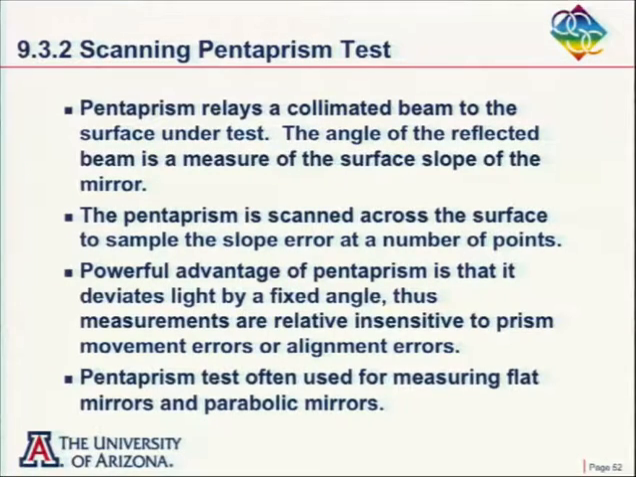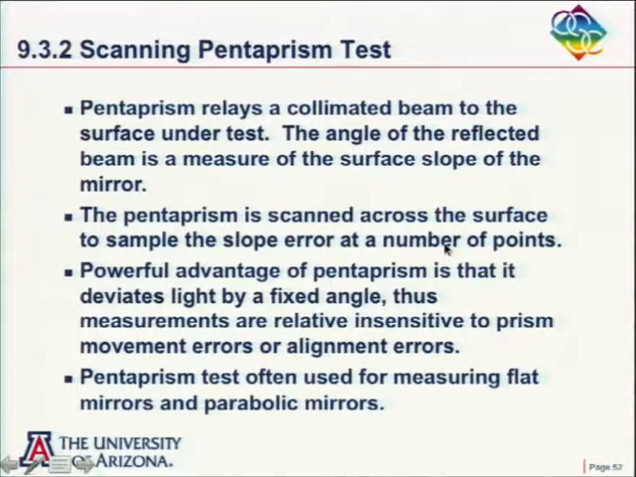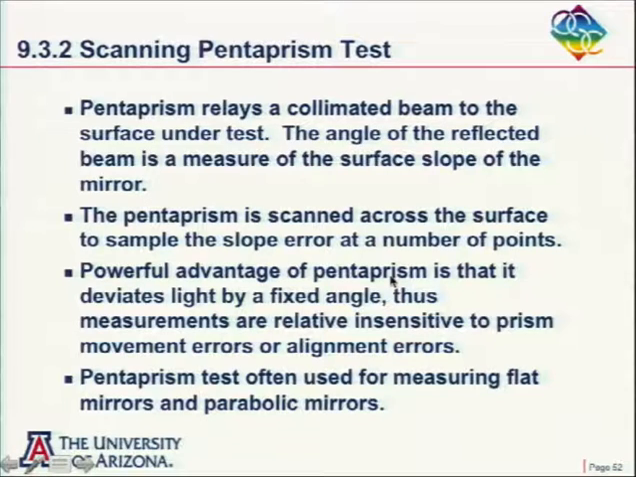Scanning pentaprism. This has been around forever, I think, but somehow I just never got involved in using it. This, again, is going to measure the slope, and some of you are working on this, so I'll ask you to tell us about it in a minute, but let me just say a few words here. You essentially send a beam through a pentaprism, and you scan that across the surface and look at the reflected beam, or in the case of a lens, a transmitted beam. That way you can measure the angle and determine slope errors. And the nice thing about the pentaprism is that it deviates light by a fixed angle, so the measurements are not sensitive to the pentaprism movement itself. This is often used for measuring flat surfaces and for measuring parabolic mirrors.